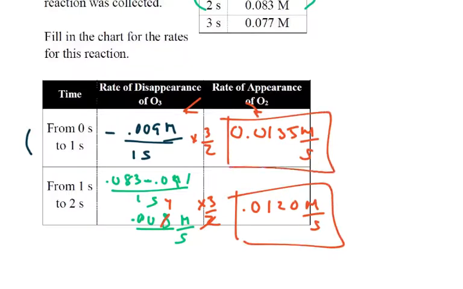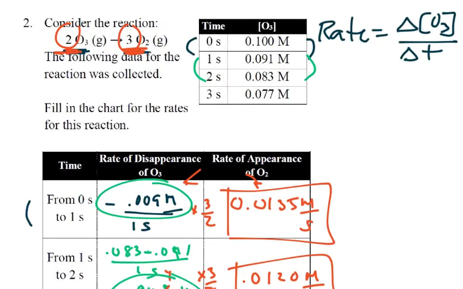Now notice that those two rates of appearance are positive numbers, and these two rates, since they're going away, are negative numbers. 0.008 moles per liter per second, 0.009 moles per liter per second. So again, the whole idea is it's just the change in the concentration over the change in time, and then we can take into account the mole ratios to figure out the other chemical. If we know one chemical in a reaction, we can figure out the rates of the other chemicals.